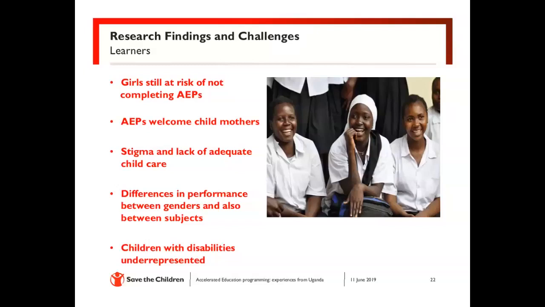The research also indicated a difference in performance between genders, and between different subjects. For example, social studies and science scored higher than mathematics and English. Also, from the data, it's clear that there's a huge underrepresentation of children with disabilities within the AEP centers. The reason for this really needs to be further examined and discussed. We need to discuss whether this current AEP model within Uganda, and maybe even globally, is the most appropriate method of schooling for children with disabilities.